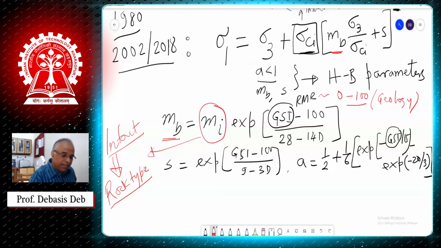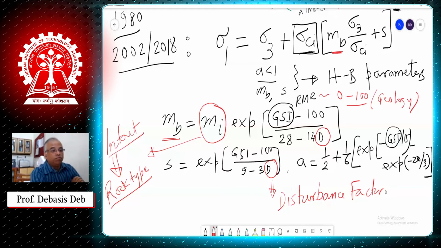Here you can see the D, also here is D. Now this is what we call disturbance factor. Now, disturbance by whom? Disturbance by blasting. When we blast, the rock where you have put your explosive is broken down, but the nearby area also gets disturbed. If there is a crack, it will extend, or a new crack may also form because of that vibration.